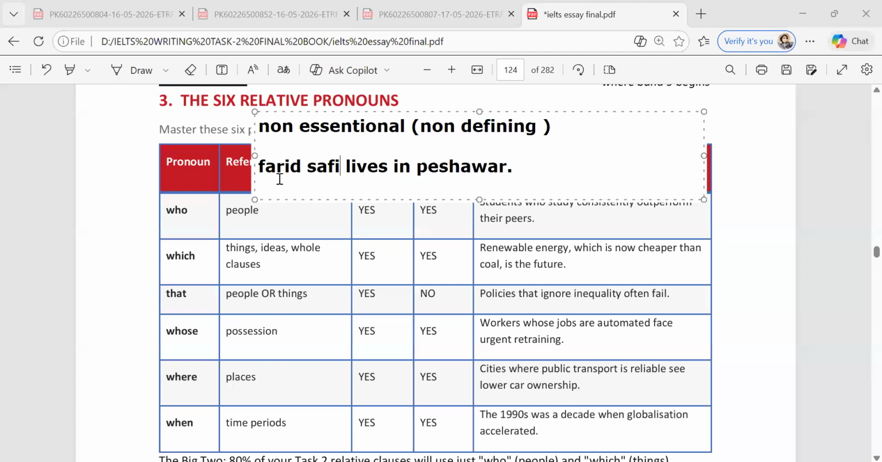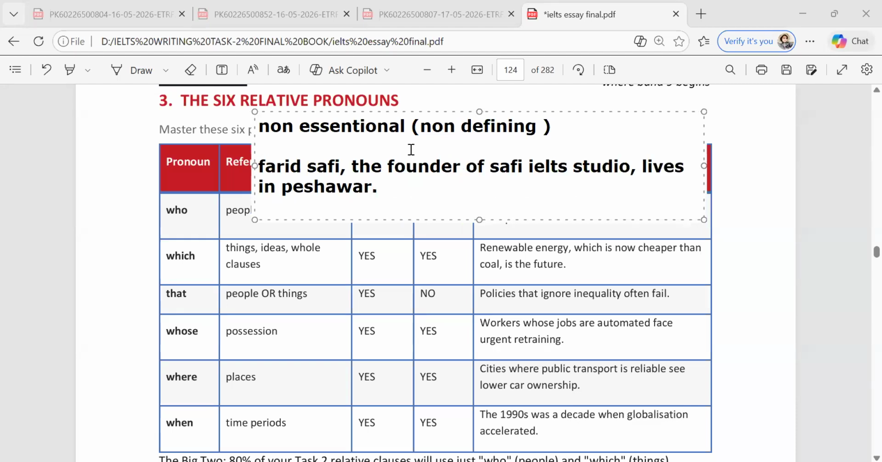Look at this. Farid Safi, Claire lives in Peshawar. But if I want to add some extra information like this, Farid Safi, the founder of Safi IELTS Studio, we have put a comma first, before this non-essential information, and after the non-essential information. And then after this, we can use the verb. So defining clause means essential information. And non-defining means what? Information that is not essential.